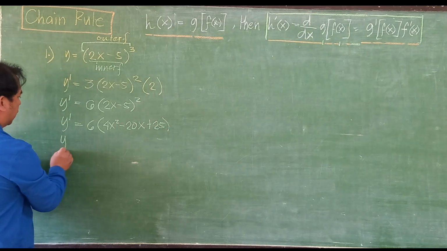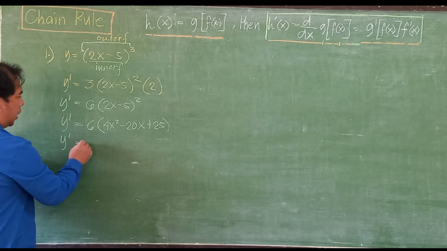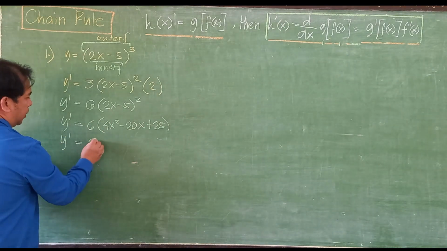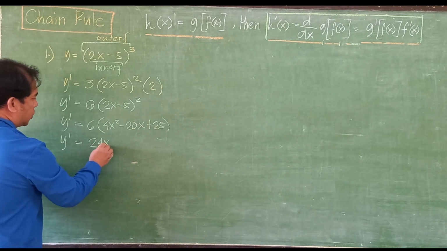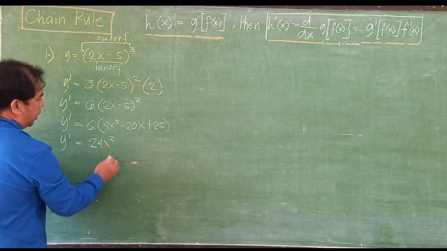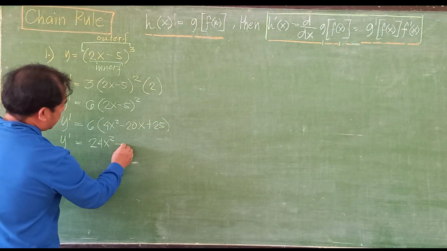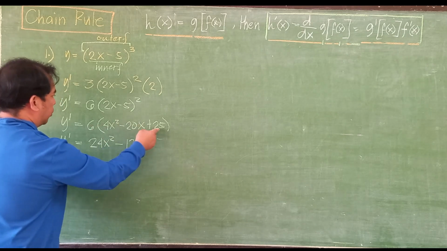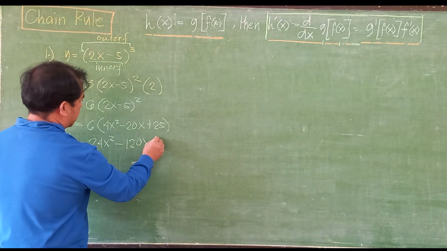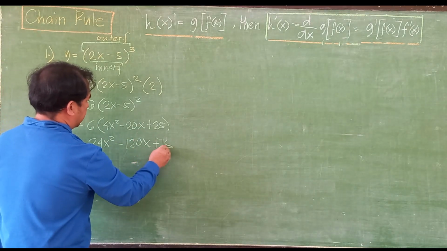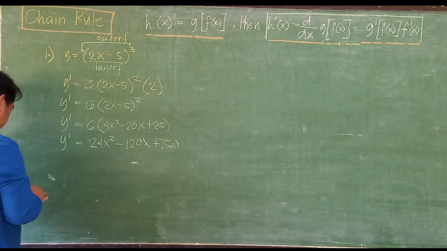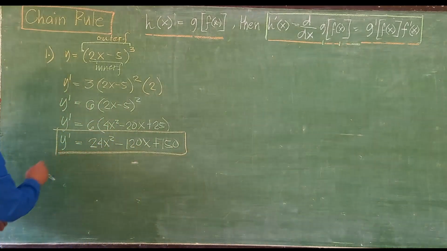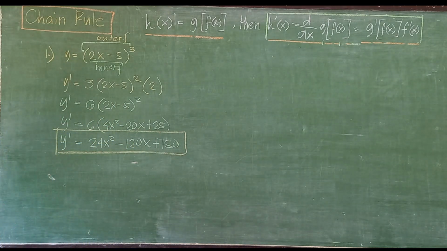And so for our final answer, y prime, how do I combine or multiply? That is 24x squared, minus 120x, plus 150. So that is our chain rule.